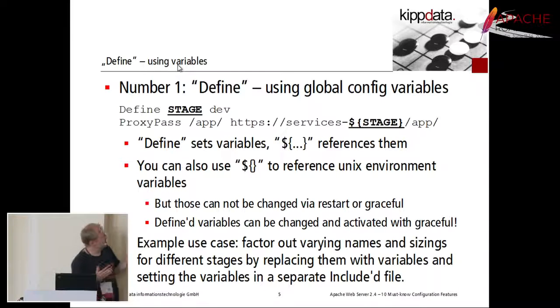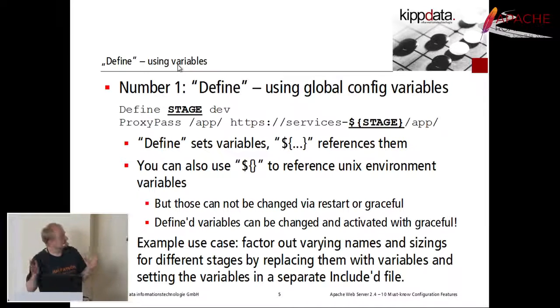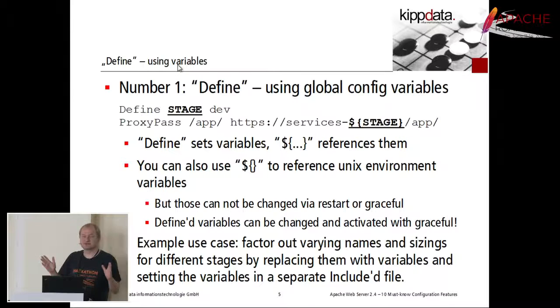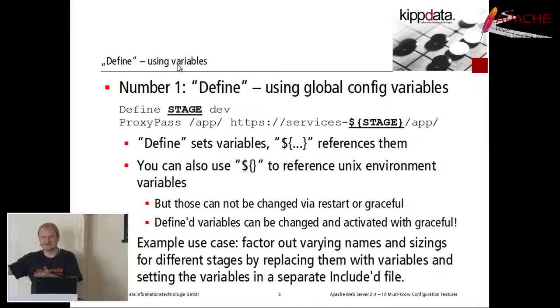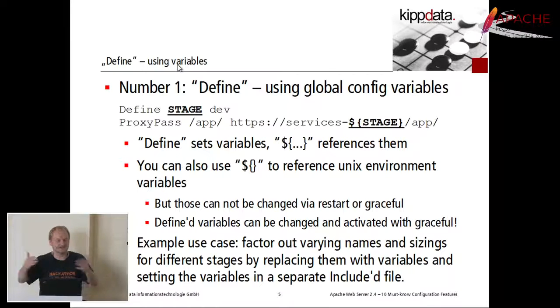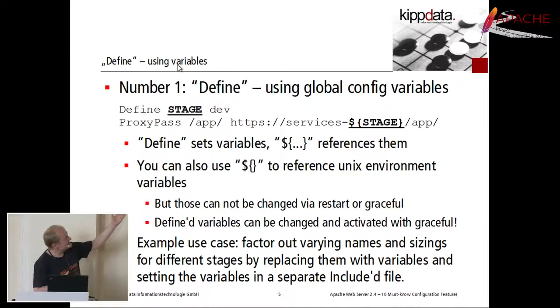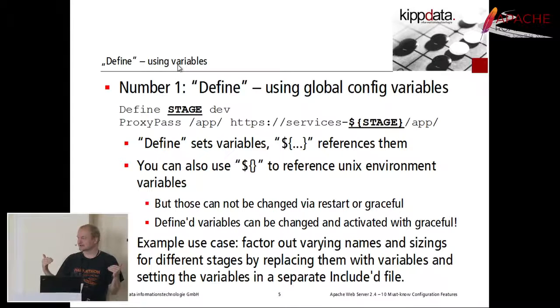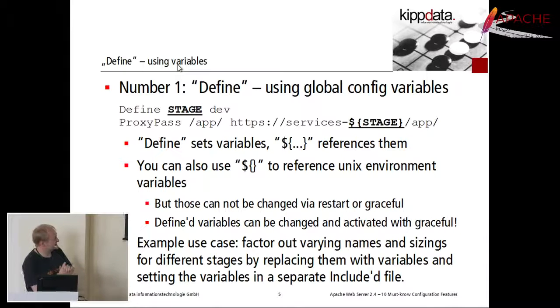Some people know this notation $parentheses from old times where you could reference operating system environment variables like this. But there's an important difference. An operating system environment variable you cannot change during runtime because it's inherited from the starting process. So even doing a restart or a graceful, you cannot change the operating system environment variable in your env file. You can change it, but it won't make its way into the process. Define variables you can define inside the config. So you can change it, do a graceful, and then the new value immediately gets effective.